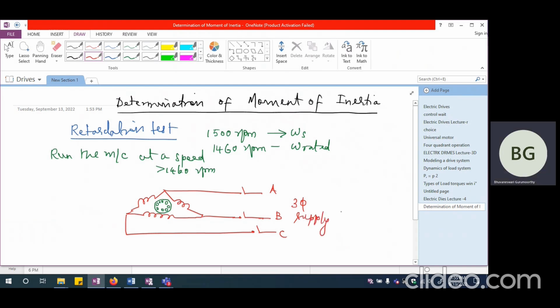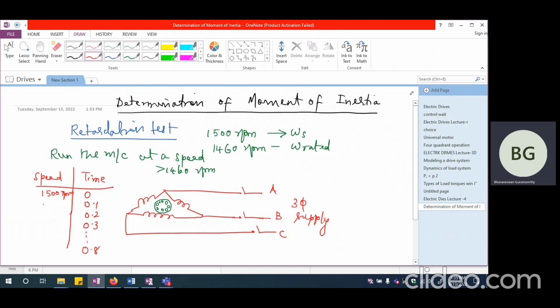Once the machine picks up speed and runs close to 1500 RPM, all I'm going to do is open the switch, after it attains steady state speed. Then we note down the speed of the machine with respect to time. Let us say at 0 seconds we have 1500 RPM. We see what happens at 0.1 second, 0.2 second, 0.3 second, and so on until it stops completely. Maybe it stops at 0.8 second or 1 second.